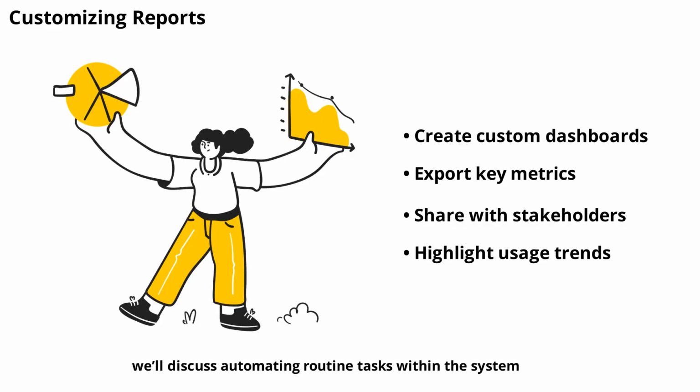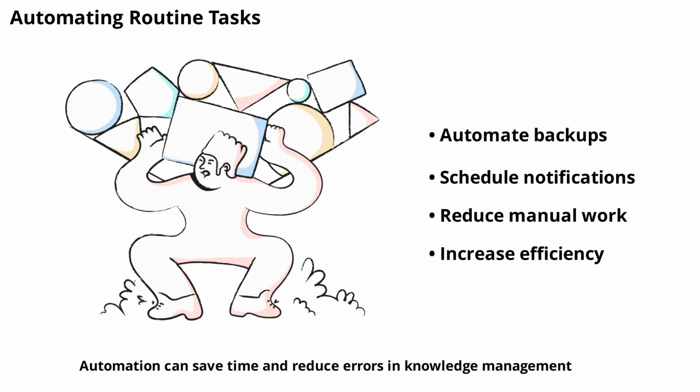Next, we'll discuss automating routine tasks within the system. Automation can save time and reduce errors in knowledge management. Many inventory systems support automated workflows, such as scheduled backups, notifications, or data imports. Identify repetitive tasks and set up automation rules where possible. This frees up your team to focus on higher value activities.